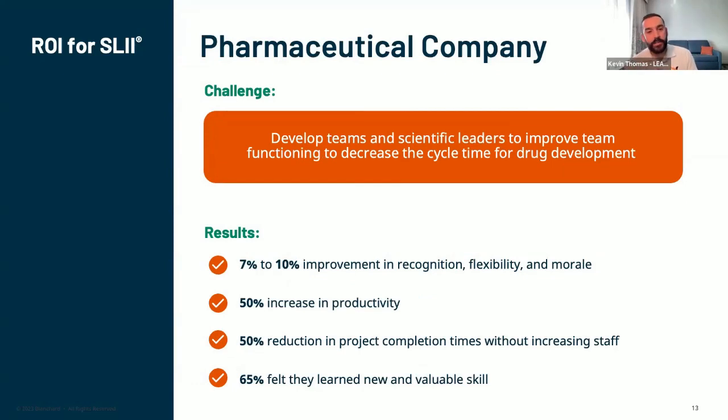Another impact study. As the second largest pharmaceutical company in the world, this organization is not only an industry leader, but also a household name in the scientific and drug discovery industry. They found 7 to 10% improvement in recognition, flexibility, morale, as well as a 50% increase in productivity, 50% reduction in project completion times without increasing staff, and then 65% of participants reported that they felt they learned new and valuable skills.